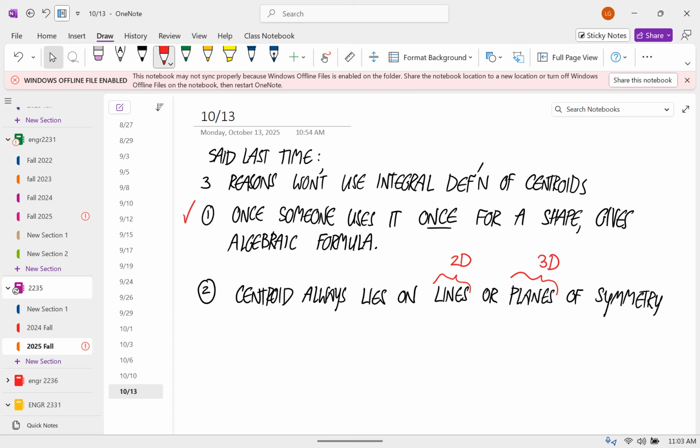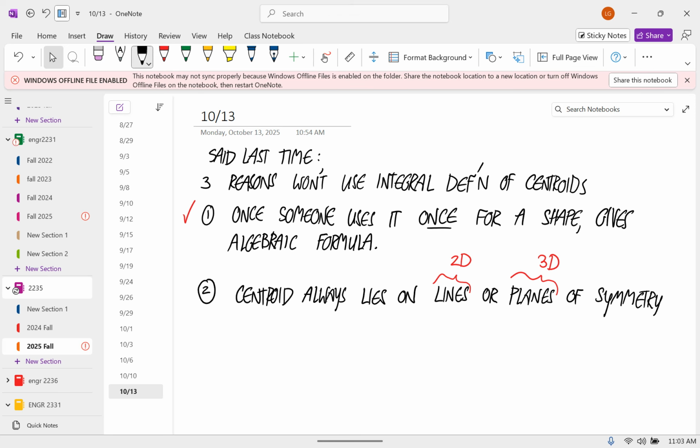So now it makes sense thinking about it this way, why the centroid of say a rectangle is right in the middle. Well, if you use a vertical line to find a line of symmetry and then a horizontal line to find another line of symmetry, the centroid has to lie on both of those. So it has to lie at the intersection of those 2 lines of symmetry.